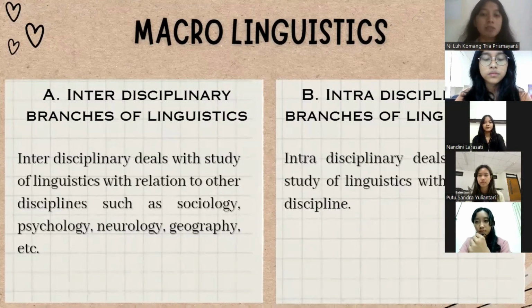This part will be explained by my friend Sandra. In macrolinguistics, there are interdisciplinary branches of linguistics and intradisciplinary branches of linguistics. Interdisciplinary deals with the study of linguistics in relation to other disciplines such as sociology, psychology, neurology, geography, and etc. And intradisciplinary branches of linguistics deals with the study of linguistics within its own discipline.